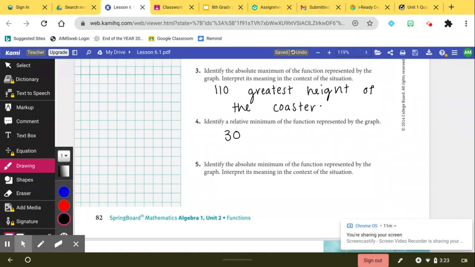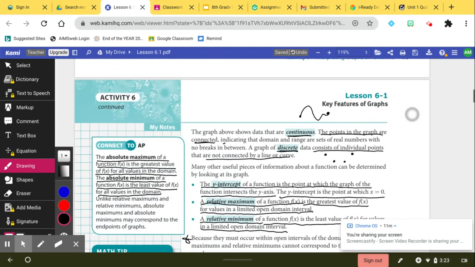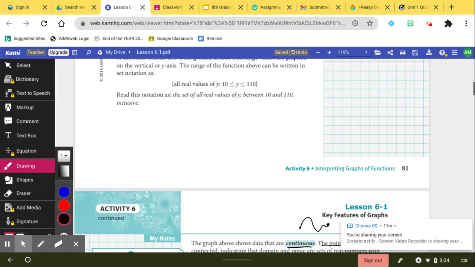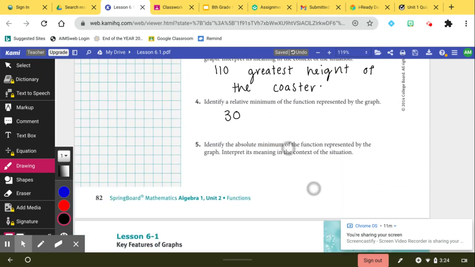Then it says identify the absolute minimum of the function represented by the graph and interpret its meaning in the context. So looking for the smallest height of the roller coaster, well, that occurs both at the beginning and the end of the track. So that would be 10 feet. That would be the lowest height of the coaster. Perfect. All right, let's go to another situation.